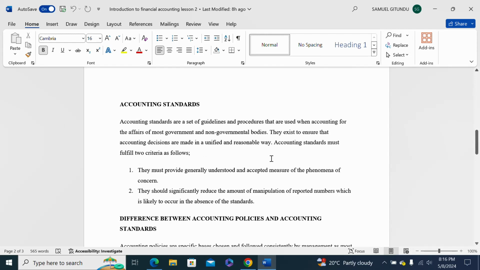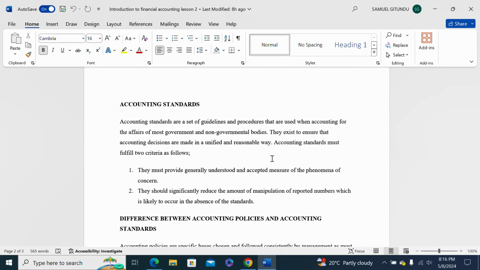We also say that they exist to ensure that accounting decisions are made in a unified and reasonable way. So accounting standards exist to ensure that all businesses account for transactions of the same nature, or similar transactions, in the same, unified way, so that we don't have one business accounting for a transaction in a different way from what another business is doing for the same transaction.